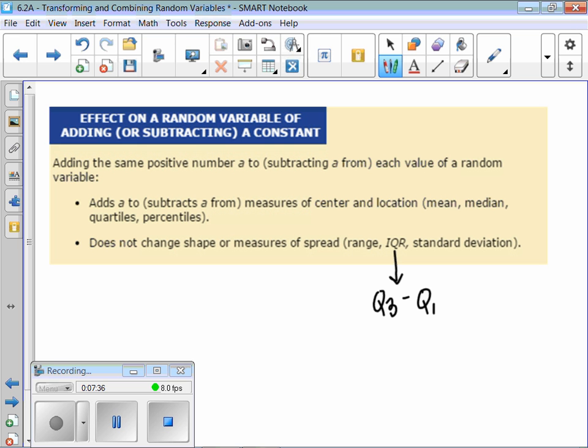By the way, how do we find IQR? Yep, just a little reminder. Q3 minus Q1. Do you guys remember how to find Q3 and Q1?